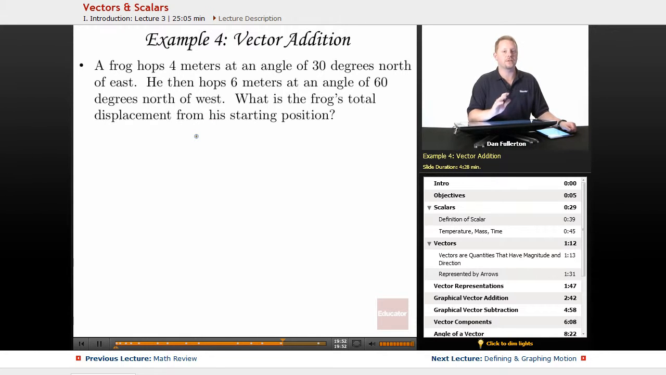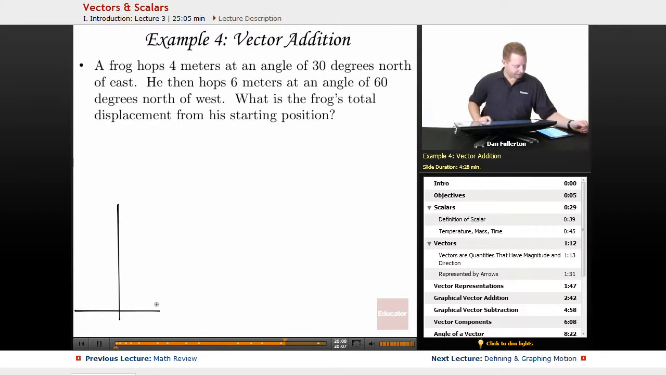All right, this just screams for us to draw a picture here first. So let's draw our axes here. I'll have a y-axis and an x. And as we look at this, there's our x, here's our y. The frog starts out 4 meters at an angle of 30 degrees. All right, there's 4 meters at an angle of 30 degrees.